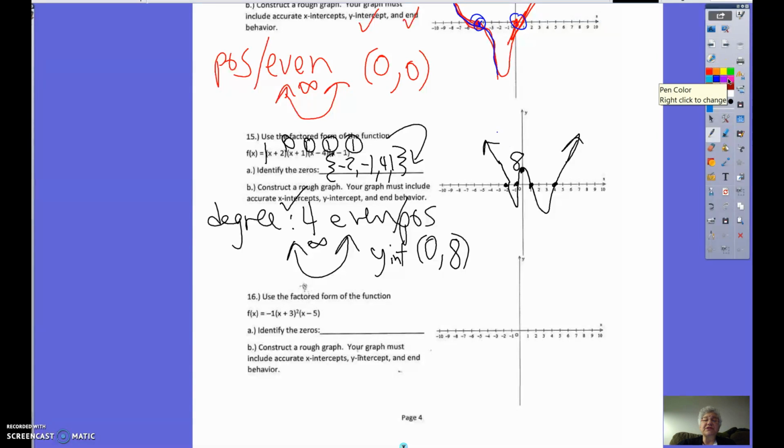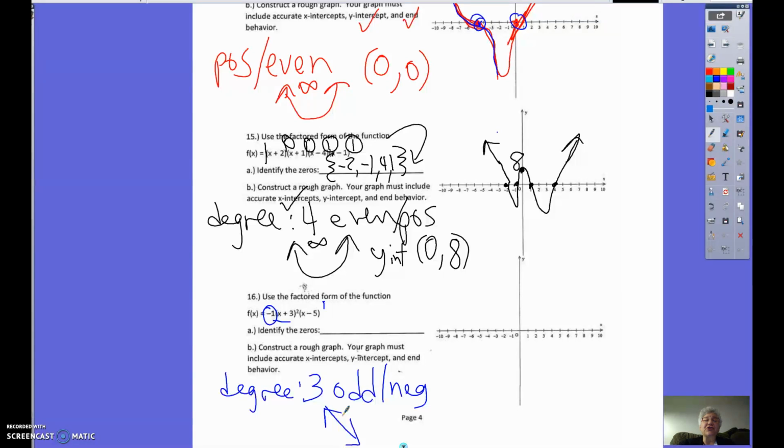The last one is number 16 on this page, and it says we've got another equation in factored form. The factors are x plus 3 to the second power and x minus 5 to the first power. The degree is going to be 3, which is odd. The leading coefficient in front is negative. So remember, this is the function that we compare to the end behavior of a line with a negative slope.